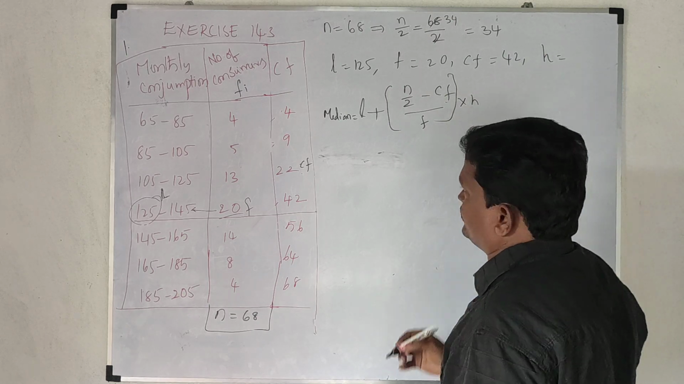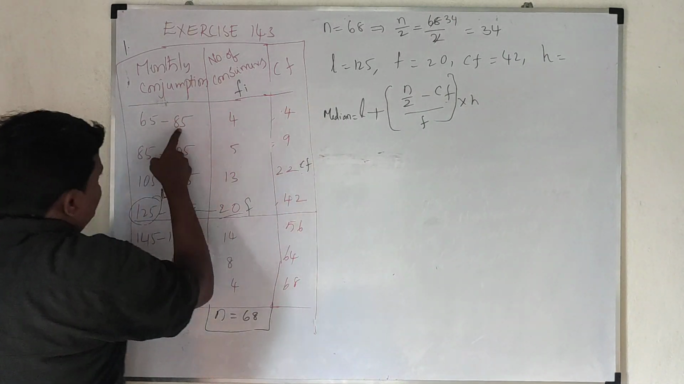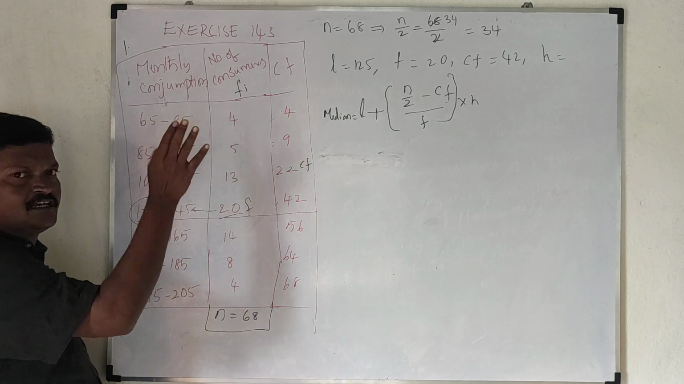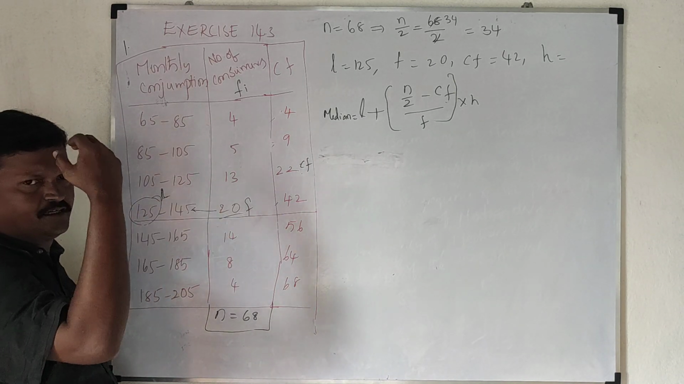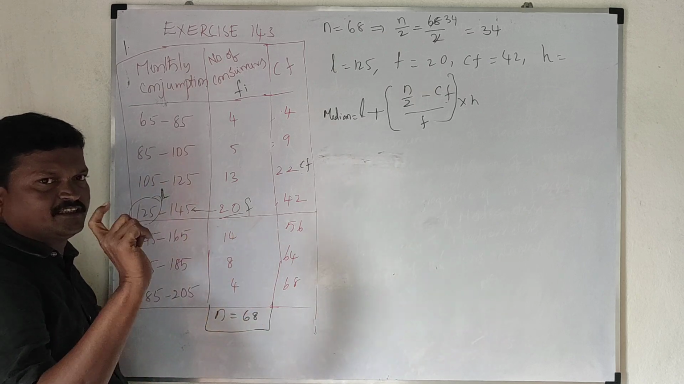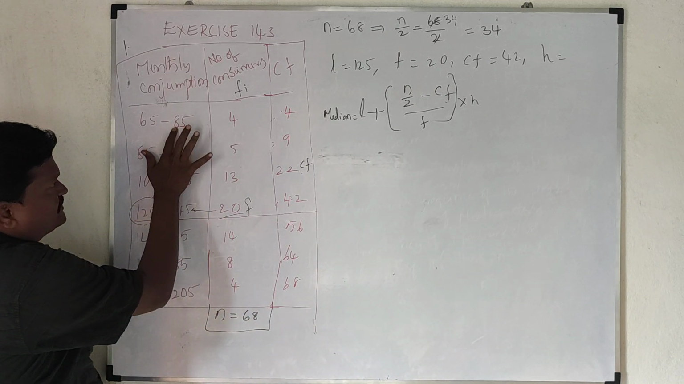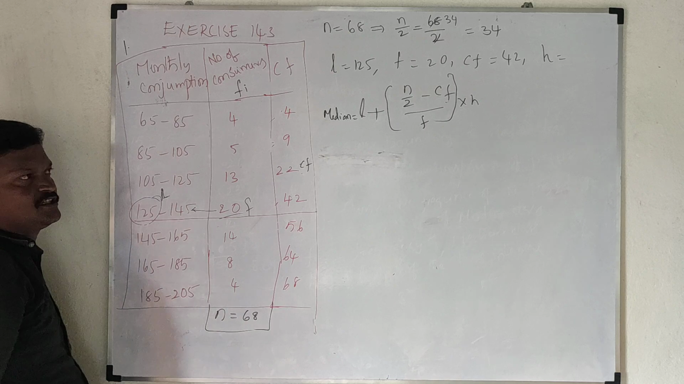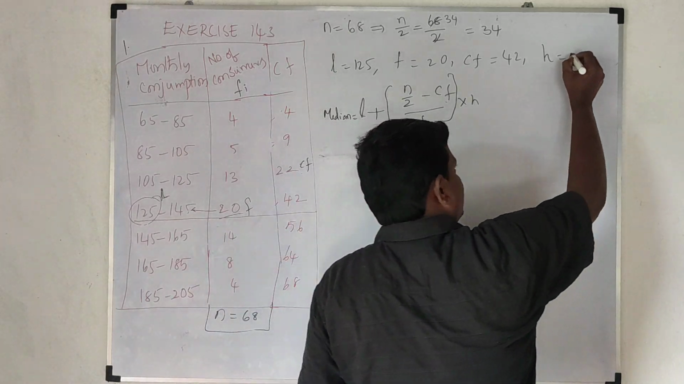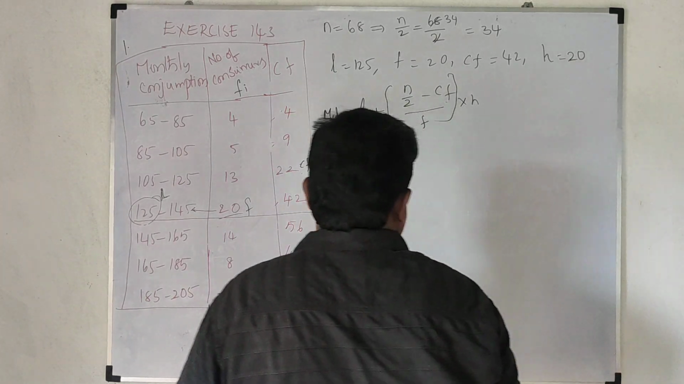Then H also we need. Do you know what H is? The difference of the class, as we discussed in the previous one, same only. Wherever you go, in mean, median, mode, H is the length of the class interval. What is the difference here? 85 minus 60, how much? 20. So the length of the class interval becomes 20.